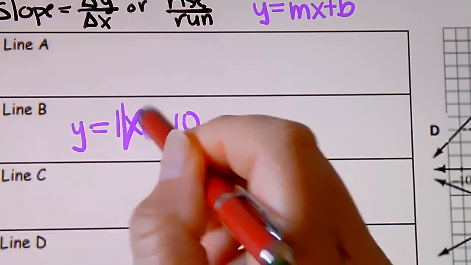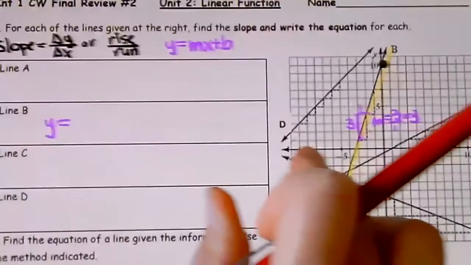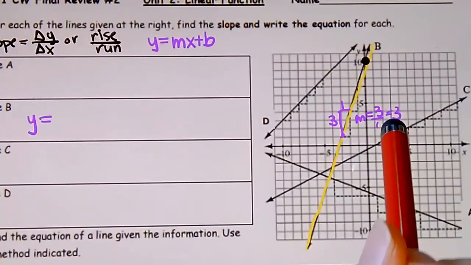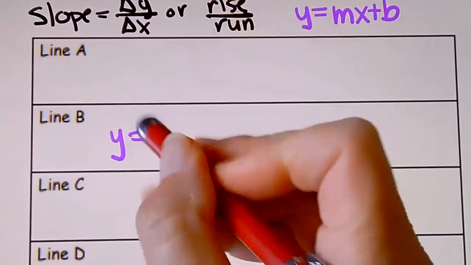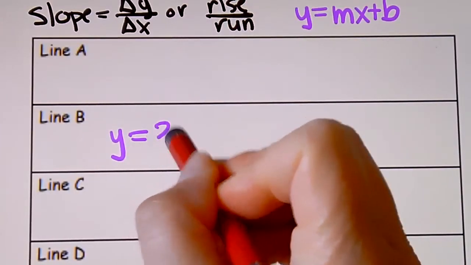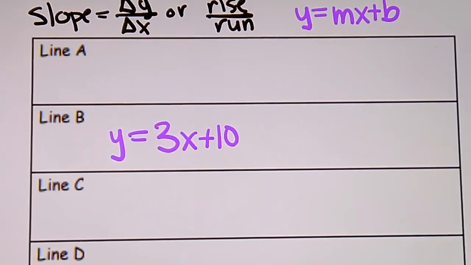Let me try this again. I moved it out of the screen and I lost my numbers. Okay, so my slope is 3. My y-intercept is 10. Try it one more time. Okay, so slope is 3, y-intercept is 10, and that's your equation.